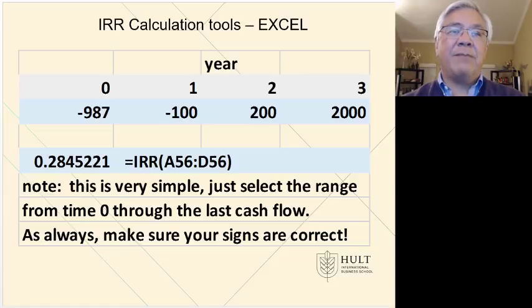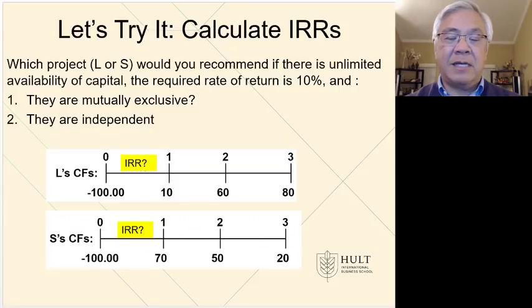So look at this example. T0 is a negative 987. T1 has an additional investment of 100, and then T2 and T3 have positive, and that makes it eligible for a rate of return. And so when we mash together the system of numbers that are these four numbers, the rate of return embedded in that is 28.45%. All right, so that's IRR and how Excel works.